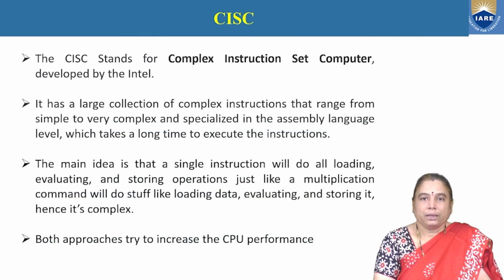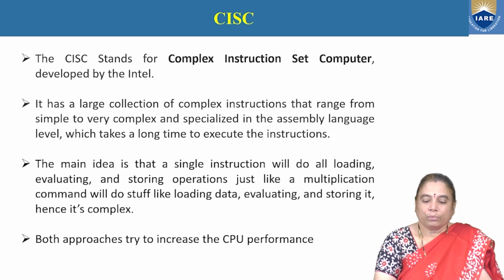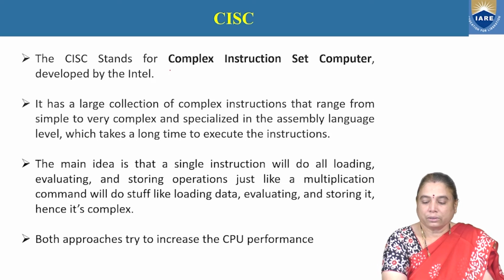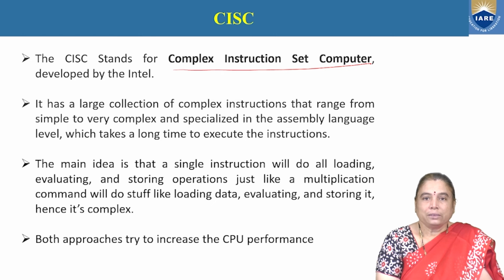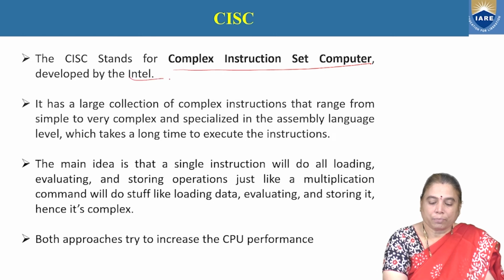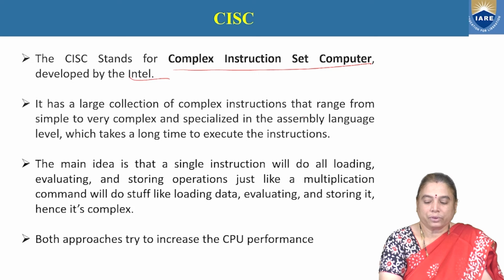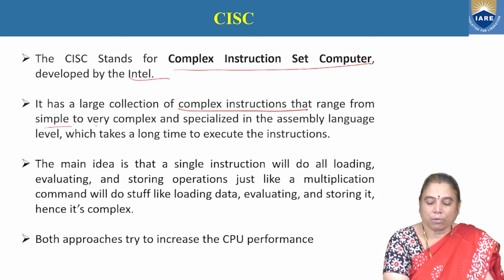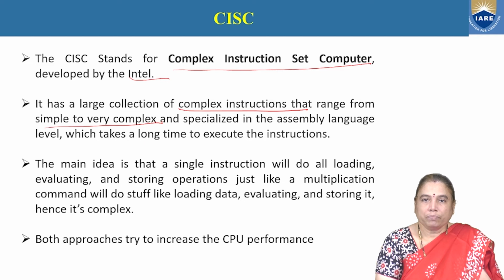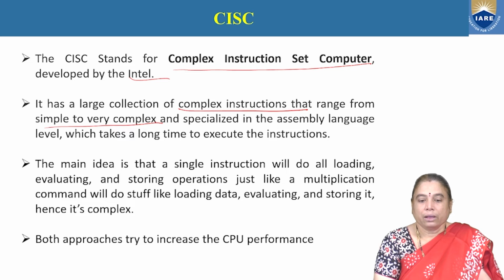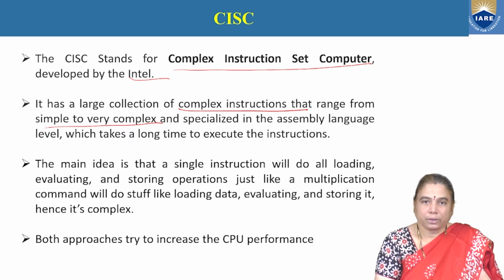The second variety of ISA is the CISC. The CISC full form is Complex Instruction Set Computer. It was developed by the Intel Corporation. It has a large collection of complex instructions that ranges from simple to very complex. As the name implies, it is a complex instruction set, so a large number of instructions can be available in the CISC.